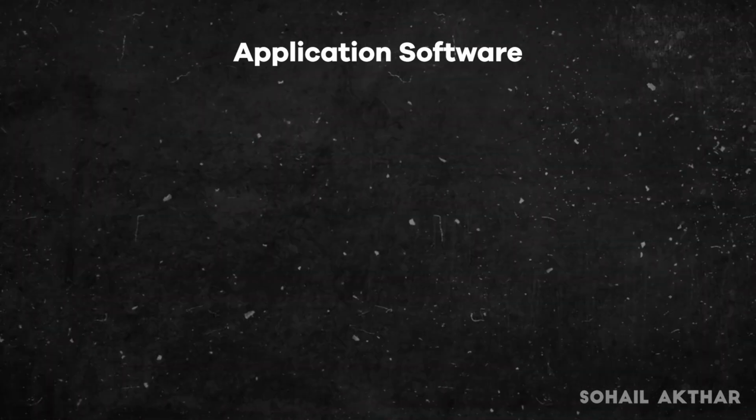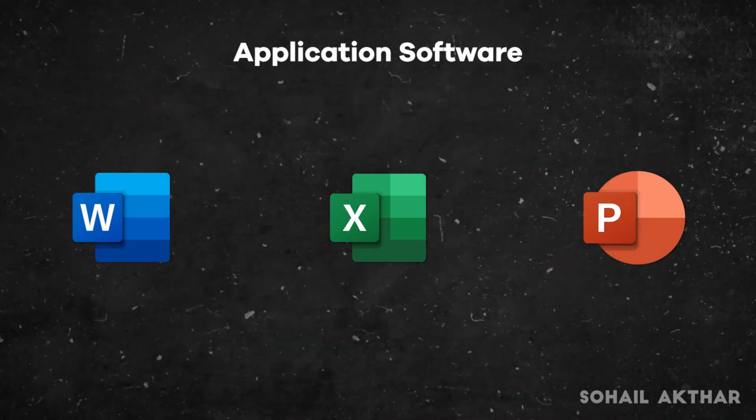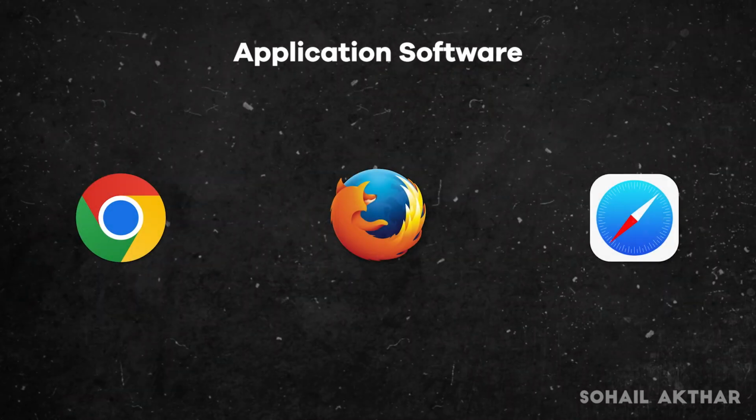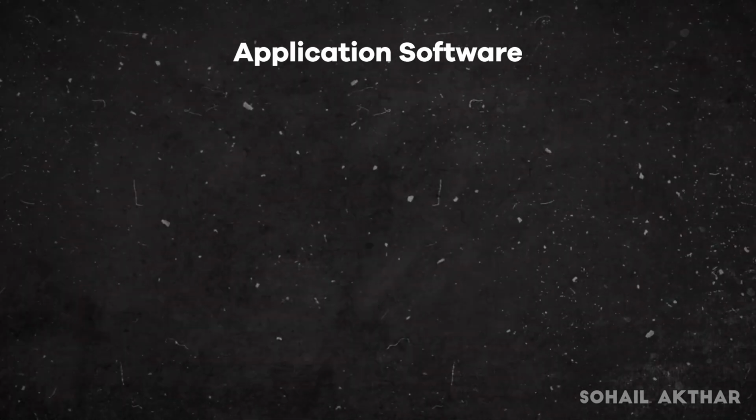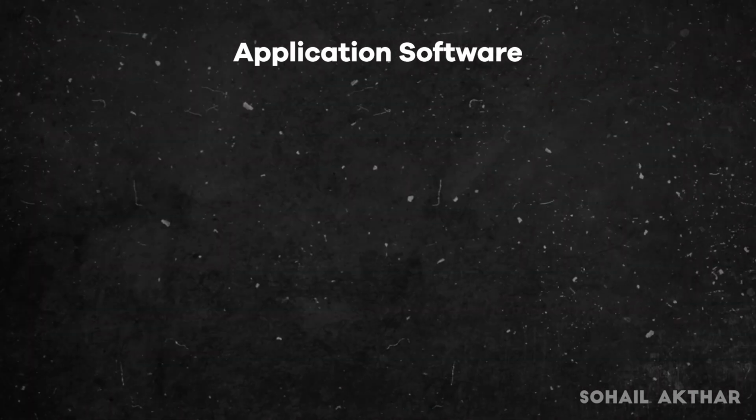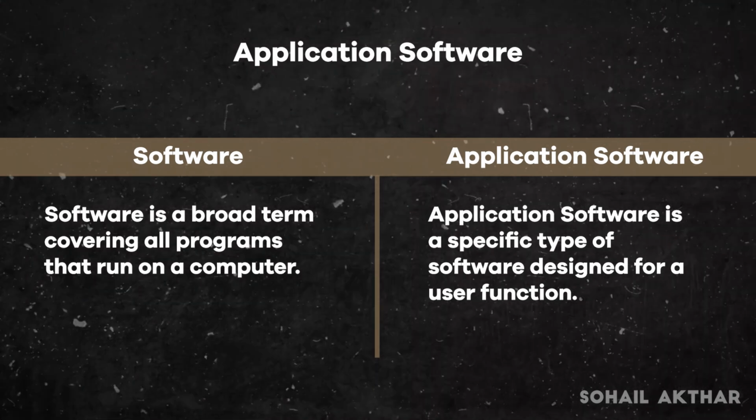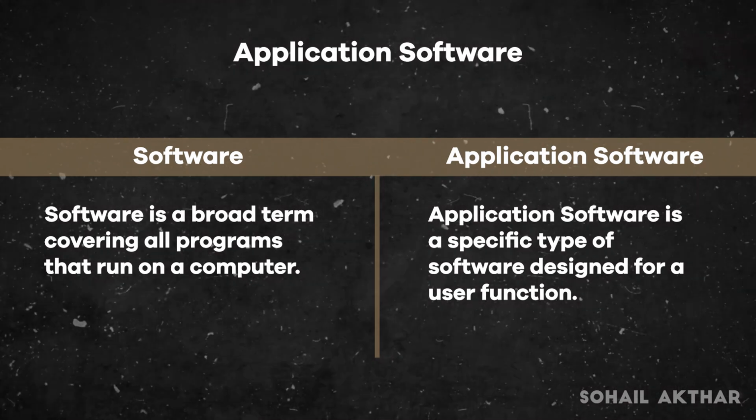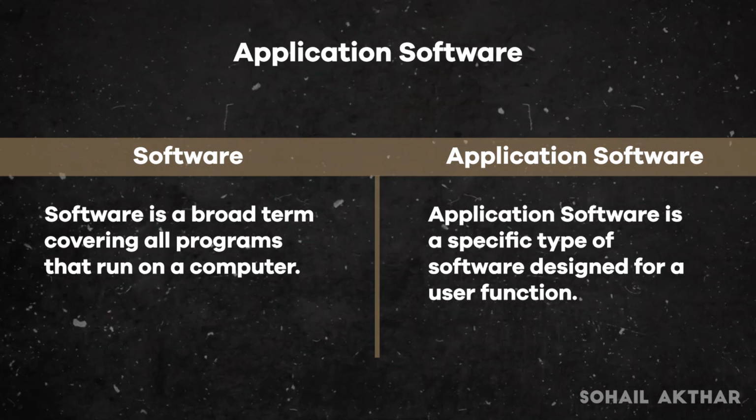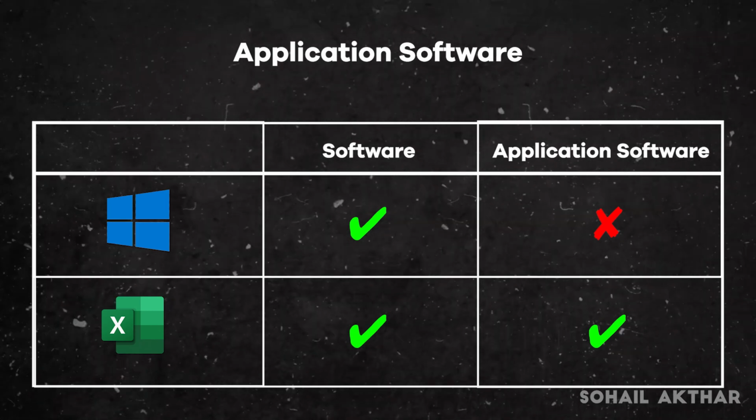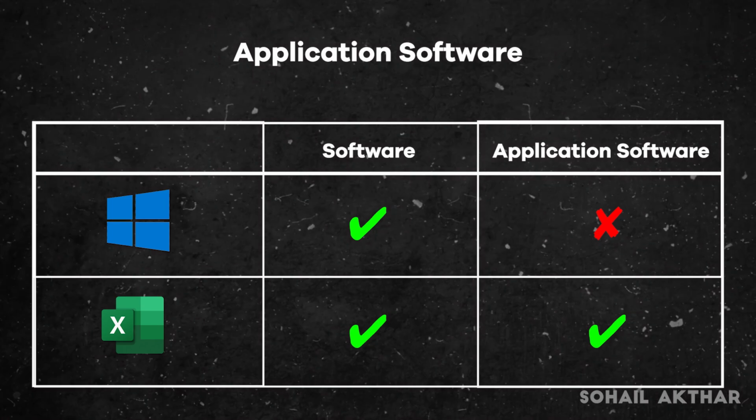Examples of application software include the Microsoft Office suite containing Word, Excel, PowerPoint, and more, and web browsers like Google Chrome, Firefox, and Safari. Let's understand the difference between software and application. Software is a broad term covering all programs that run on a computer, while application software is a specific type of software designed for a user function. For example, Windows OS and Microsoft Excel both are software, but only Excel can be termed as an application.